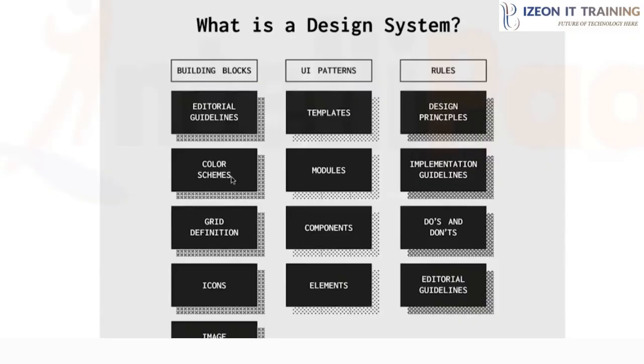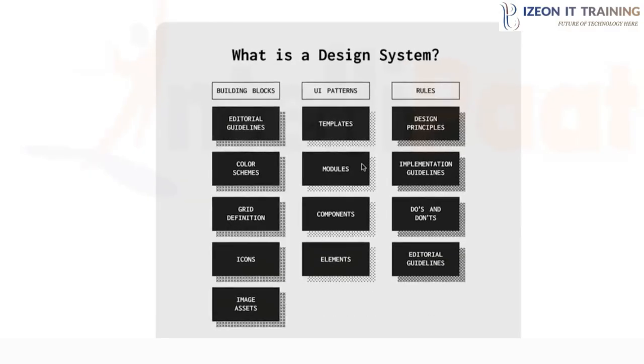Editorial guidelines, color schema, grid definition, icons, image assets. These are also part of the style guide. But you will also have templates, UI templates, modules, components, elements, all of those things. And then you will also write the documentation about it, right? Like, as I was saying, the primary button you are using, when to use it, how to use it. So there will be design principles, implementation guidelines, do's and don'ts, editorial guidelines. Okay, so usually these are the things that are incorporated in the design system.